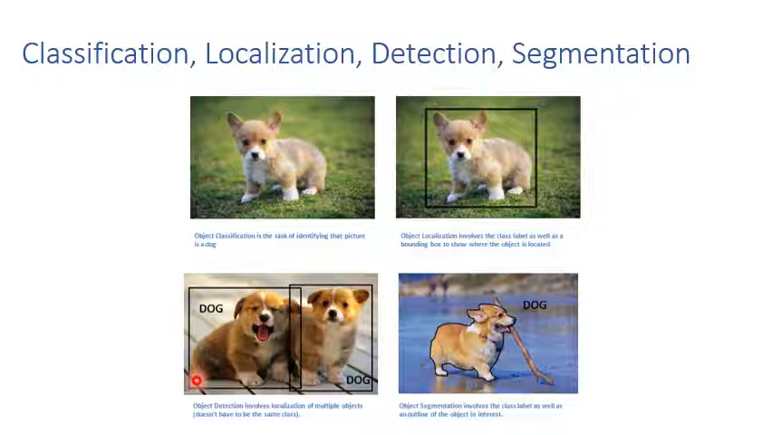The final task is segmentation, which not only localizes the object, but also segments all the pixels of the object. Segmentation can find the precise contour of the object. This feature is important for some applications such as autonomous driving.